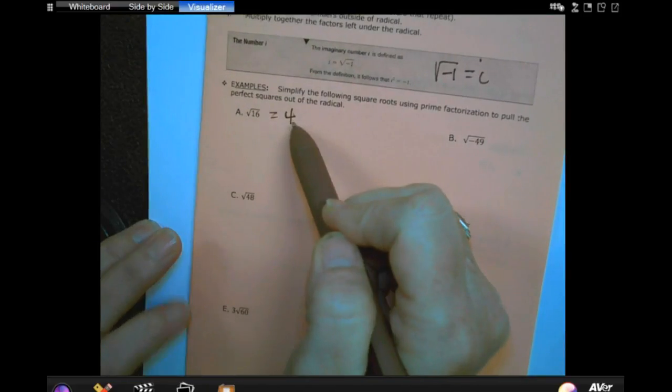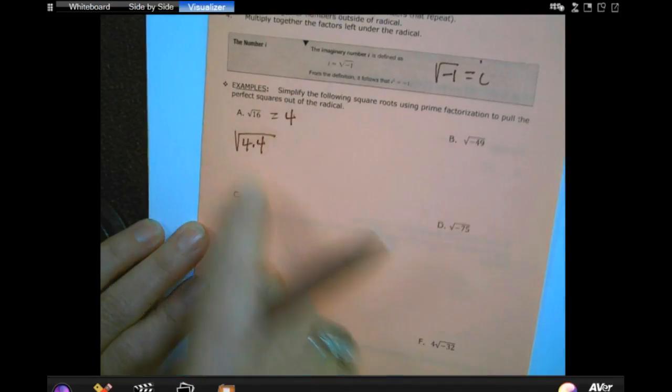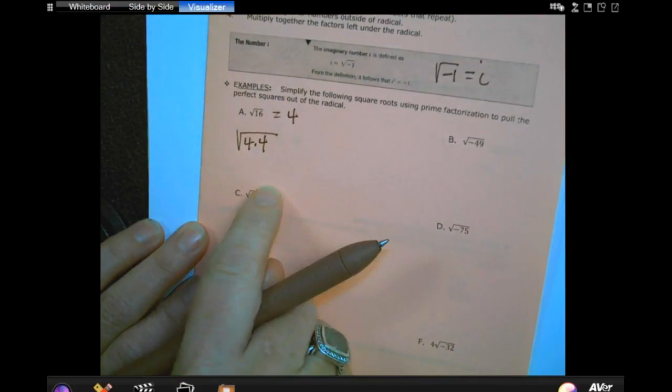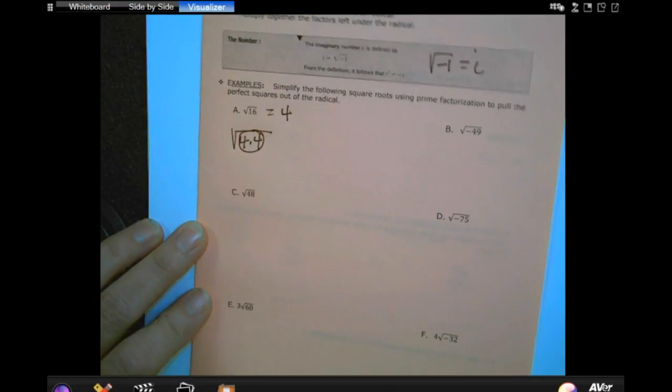Is there a radical sign there still? Why not? It's a perfect square, and so the square root of 16 is positive 4. So when I take the square root, it's a 4. If I rewrite this, it's really 4 times 4. That makes 16, right? And so when you have a pair, when you take the pair out of the square root sign, it's just the one number.